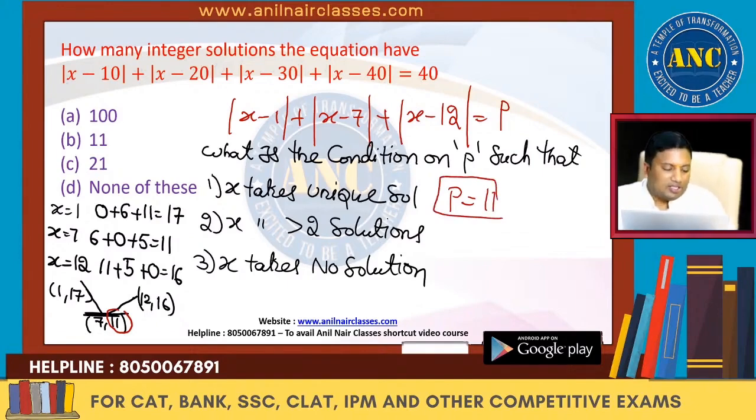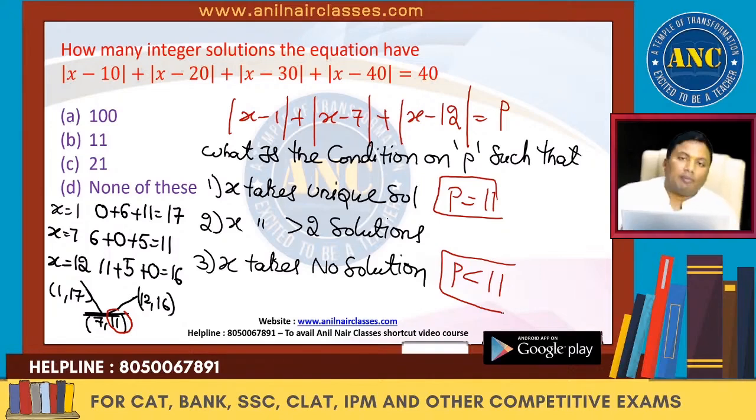Suppose x takes no solution, p is less than 11. The minimum value of p is nothing but 11, so p less than 11 is not possible. X takes exactly two solutions, let us see.